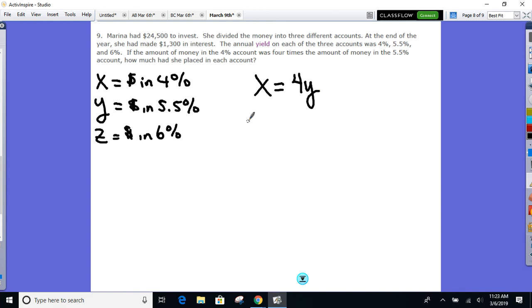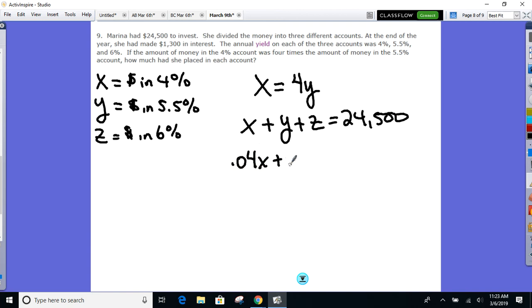Yes, that's the total amount of money we invested. X plus Y plus Z equals 24,500. And then I have that 1,300 out there. That's from gaining all the interest when I applied the percents. Anna? Ooh, that's nice right there. 0.055 Y plus. Yep.